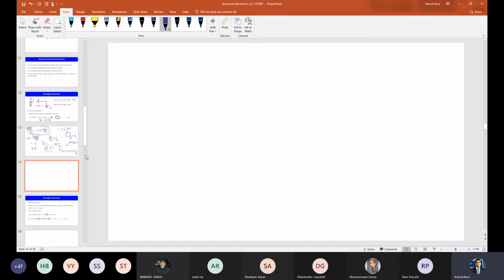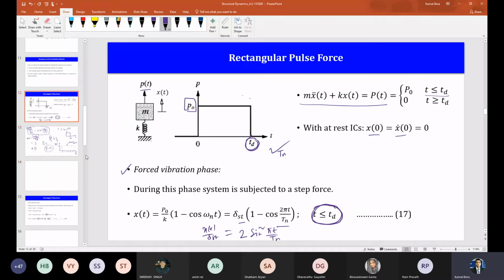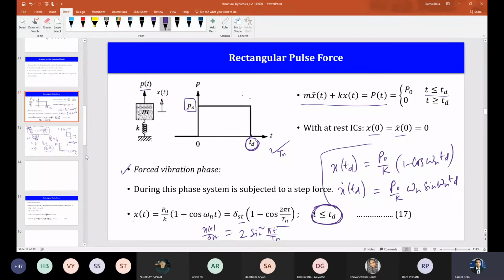So then move to the free regime. What will happen? At the end of the time Td, there will be an initial displacement, that is x(Td) basically. So x(Td) will be P naught by k times 1 minus cosine omega n Td, and you differentiate it and substitute there, so you will get x dot (Td), the velocity at the end of the pulse. That will be nothing but P naught by k times omega n sine omega n Td. Correct? So that is at the end of this rectangular pulse, at time t equal to Td, I get this as the initial displacement and this as the initial velocity.